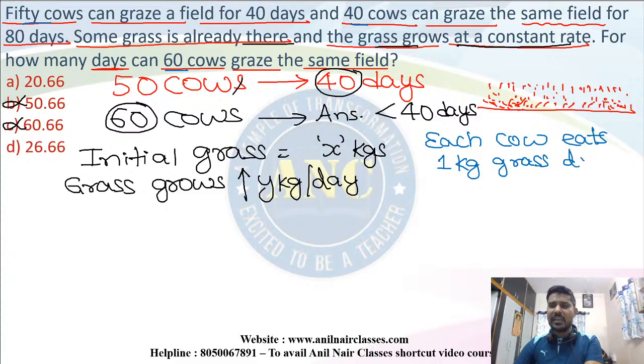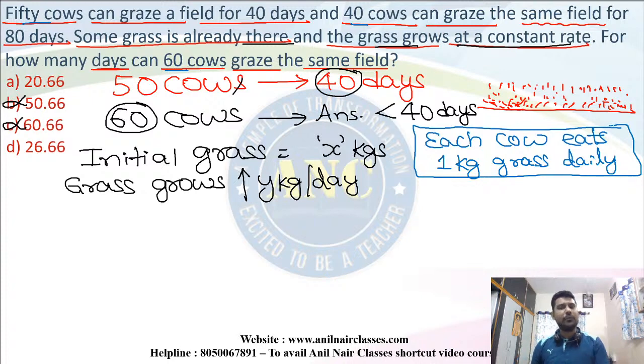Sir, why are you taking 1 kg only? Can I take some other number? Can I take 2 kgs? Can I take 0.5 kgs? Can I take any other decimal value? Absolutely yes. You can take any value, you'll end up with the same answer ultimately. But why 1 kg? Because 1 multiplied by any number is that number itself. If I take 2 kg, that number should be multiplied by 2. If I take 0.5 kg, that number should be multiplied by 0.5. Instead of multiplying one number by some other number and getting a different number, it's easy to multiply that number by 1, because 1 into any number is the same number. So I'll assume that each cow eats 1 kg of grass per day.